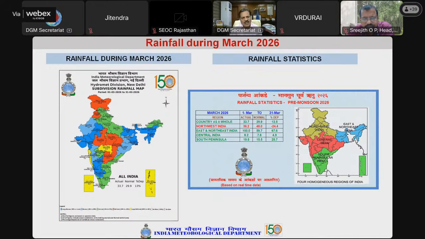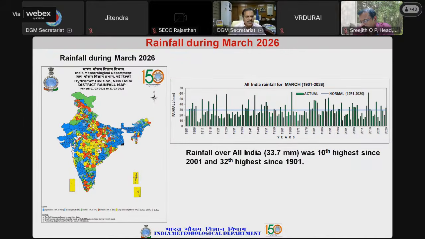This activity, what you find here, was only after the 15th of March. Before that, it was highly deficient for the country as a whole and over different meteorological subdivisions. Temperatures were above normal to markedly above normal. Heat wave conditions prevailed in certain places. But after the 15th of March, a number of western disturbances passed over the region, leading to this type of rainfall activity. Now let us look at district-wise rainfall.